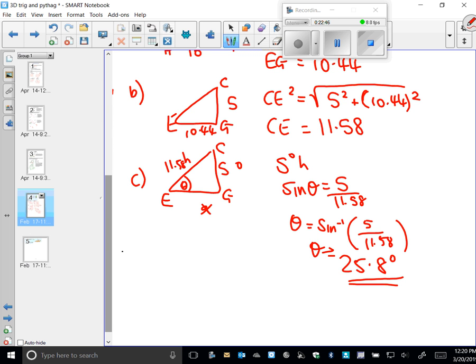25.8. You need 2 decimal places. It says 3 6 at the very top of the question. So it's somewhere around that. As long as we've got that, that's fantastic.